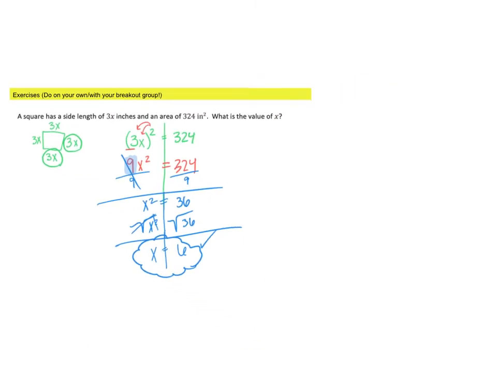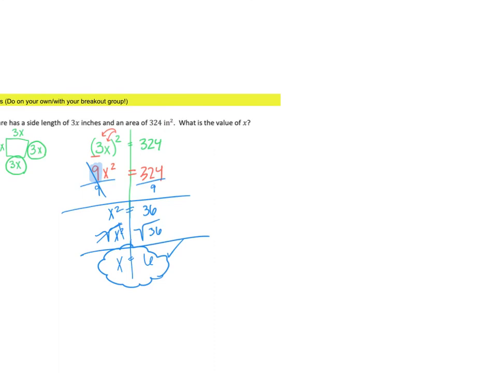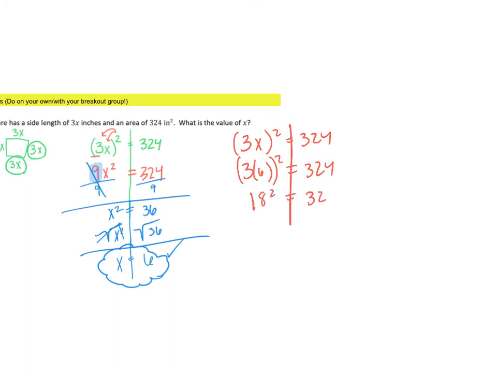I can check my work by plugging it in and seeing if it balances out. So in my original equation, I had 3x squared. Now I know that the x is a 6, so this becomes 3 times 6 squared. 3 times 6 is 18, so I'm going to be doing 18 squared. 18 squared is the same as saying 18 times 18, which is 324. So these balance out. My answer was correct, and we're going to go ahead and move on.